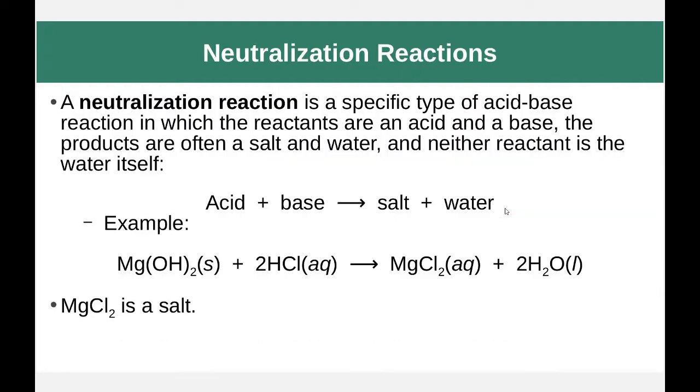A neutralization reaction is a specific type of acid-base reaction, and the reactants are an acid and a base. This is always going to result in producing a salt, that's a metal combined with a nonmetal, and water. In our example where we add magnesium hydroxide to HCl, we form magnesium chloride, magnesium being our metal, chloride being our nonmetal, and two water molecules as a result.